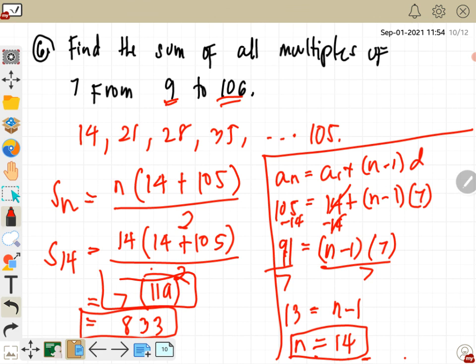So that is for problems involving arithmetic sequences and arithmetic series. There are still a lot of problems involving these sequences and series. So these are some.